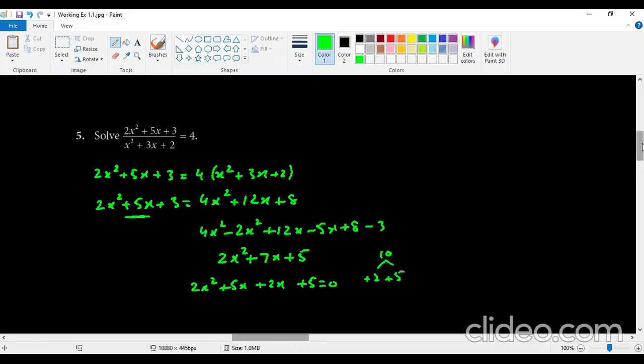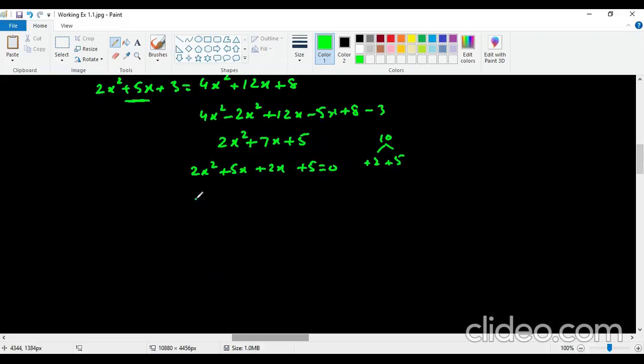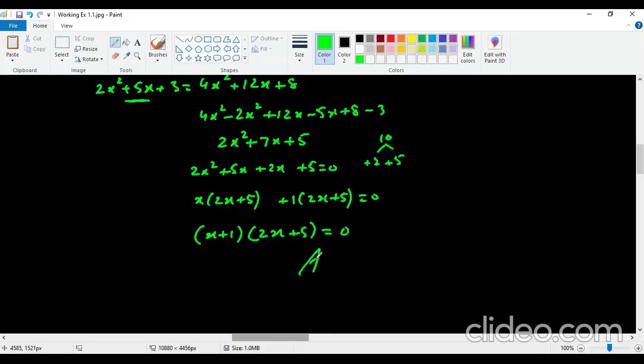In here, x is common and 2x in the bracket: 2x plus 5 in one bracket, copy down and write it down again, and plus 1 here. So the final answer is going to be x plus 1 and 2x plus 5 is going to be your final answer for this question, which was the last question of this exercise.